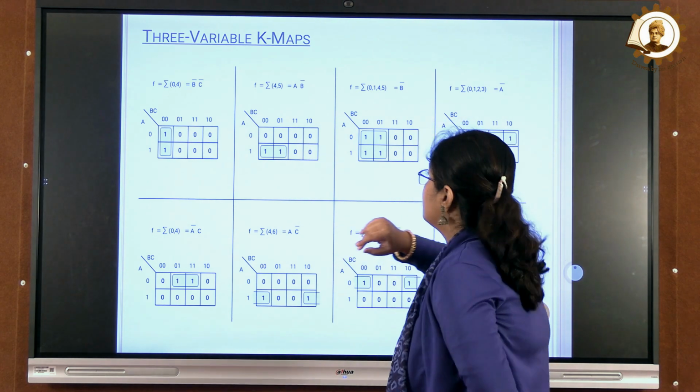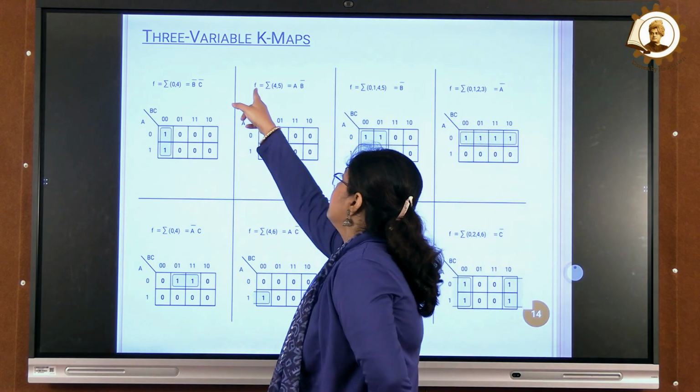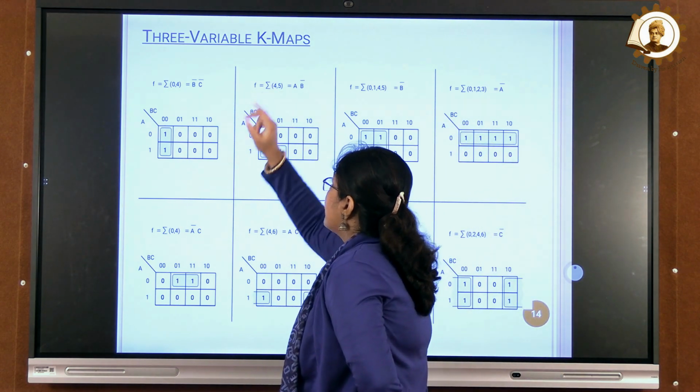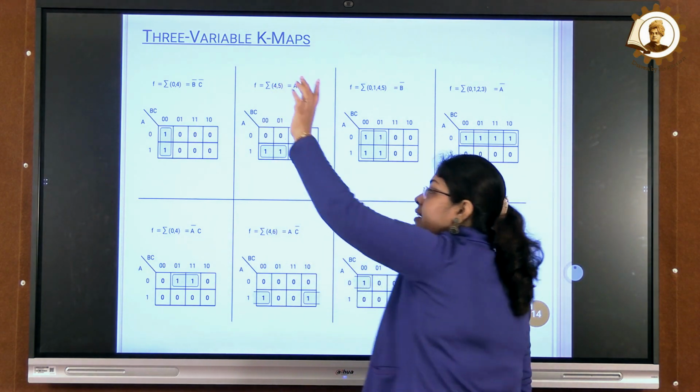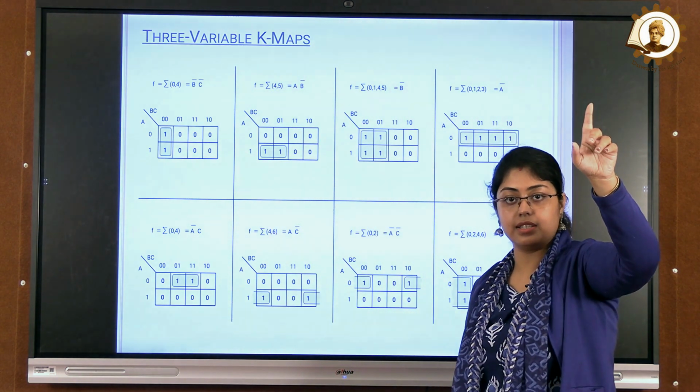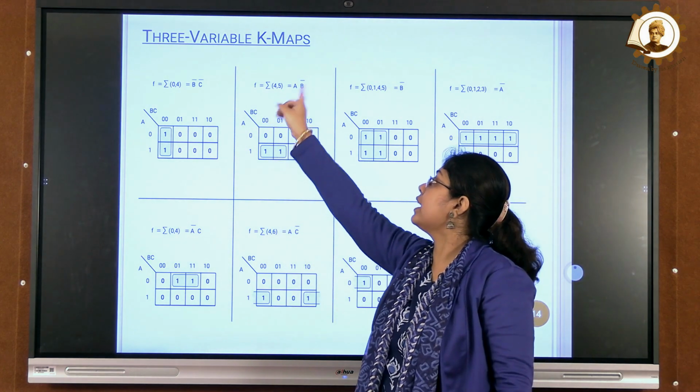It will be much more clear to you. Function of summation 4 and 5. Whenever it is written like summation, obviously it is sum of product. So the min terms are written here. So it is M4 and M5.